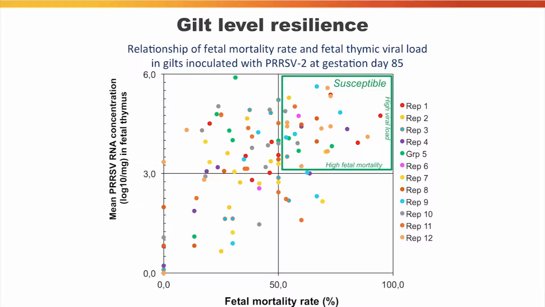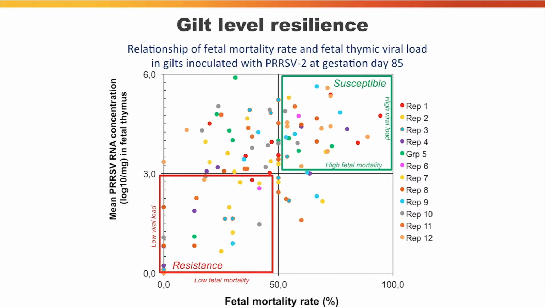In the top right-hand quadrant, you can see a very susceptible population of gilts. This is all gilt level data. These animals have very high levels of mortality, above 50%, and they have high levels of viral load. That's obviously a very undesirable characteristic. By contrast, in the lower left-hand quadrant here in red, you can see a population of fairly resistant animals. These have low fetal mortality rate and low levels of virus load, and that's a very desirable characteristic.